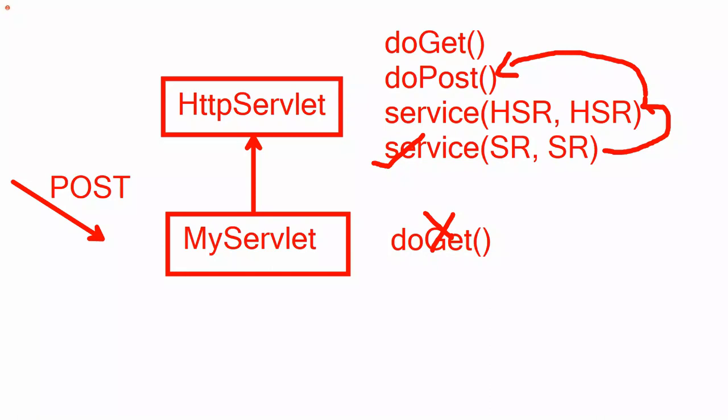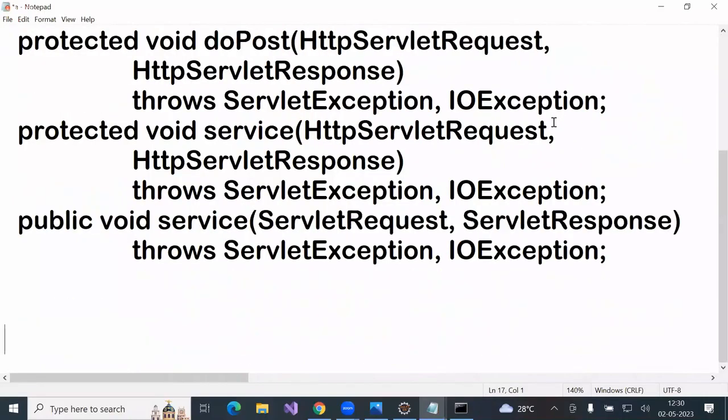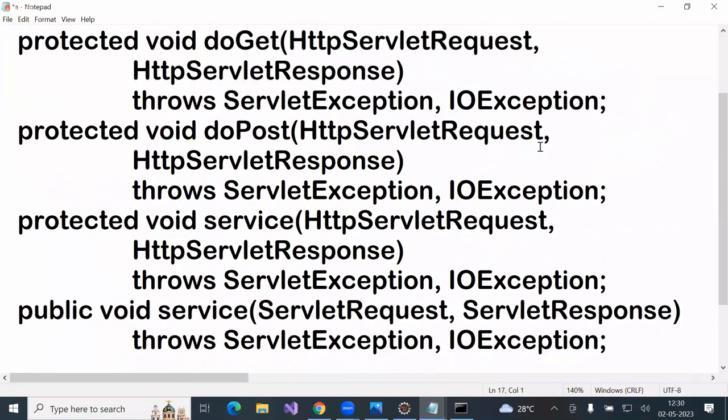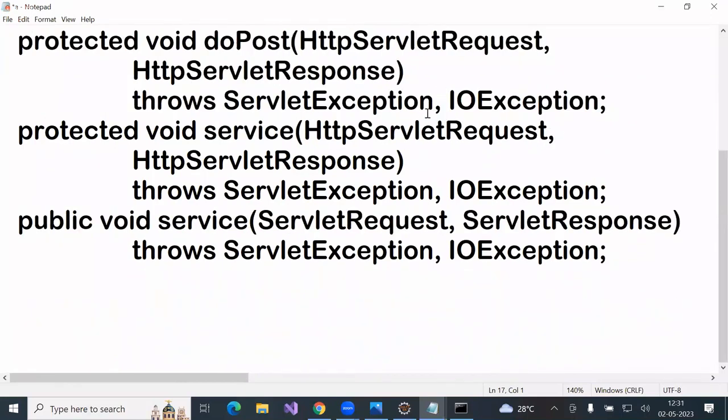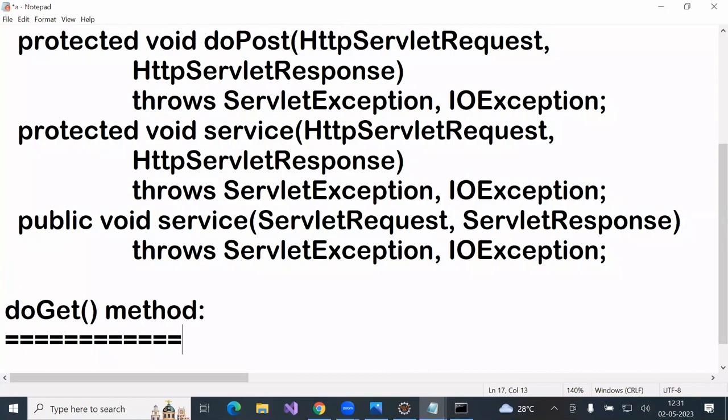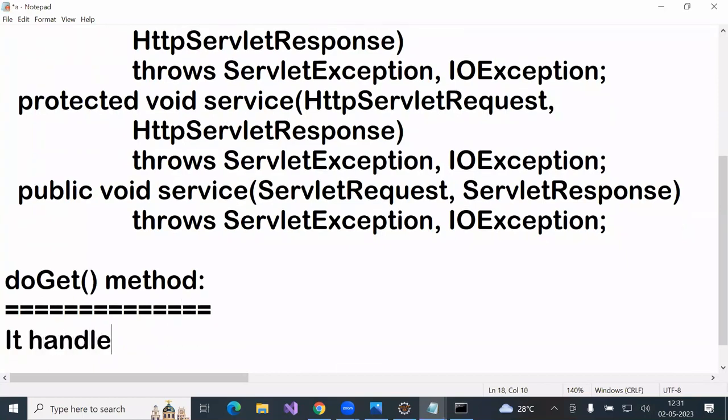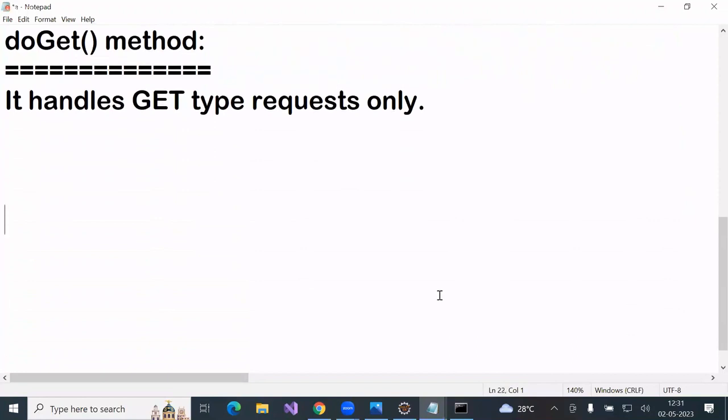Okay. Here, what we have to do is first decide which type of request you want to handle. For that purpose, some other concepts are required. See, write it. The doGet method handles only get type requests.